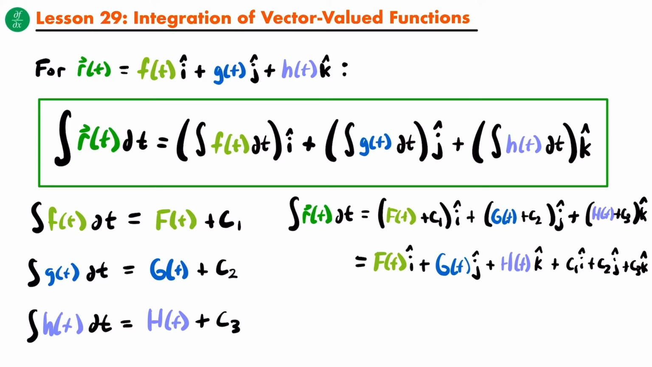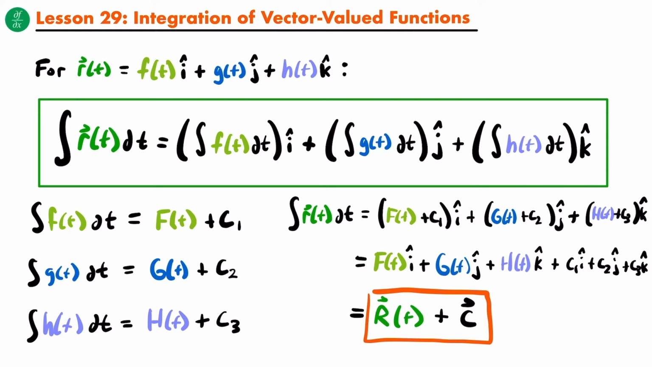Okay, so I'm going to do that in a second, but something else we can do is rewrite this vector to be the antiderivative of our original vector. What I mean by that is we could say that this is equal to a vector capital R of t, plus that vector constant of integration c. All right, that is how we would generally represent the antiderivative or the integral of a vector function.